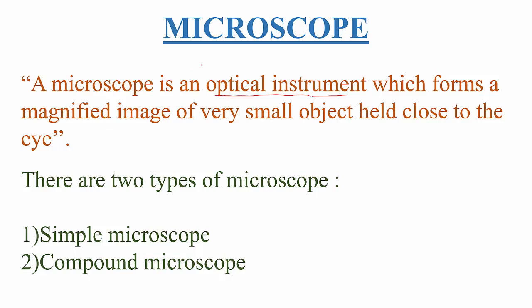Micro means very small or tiny object. And the microscope is divided into two types: simple microscope and compound microscope. Now we can study simple microscope and compound microscope in detail.